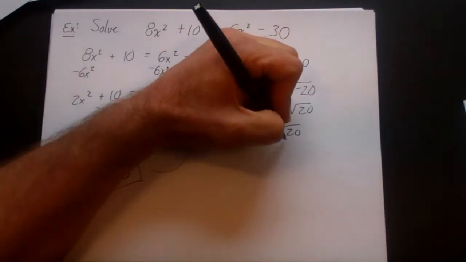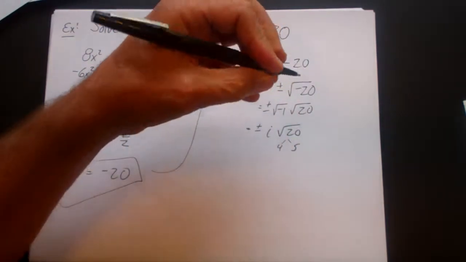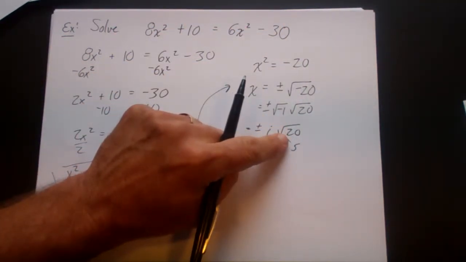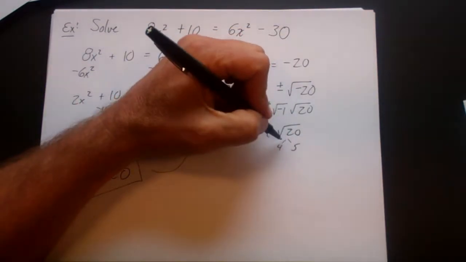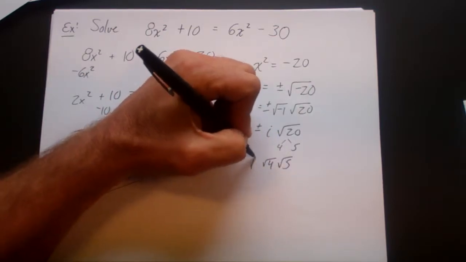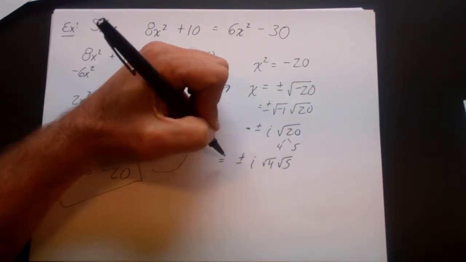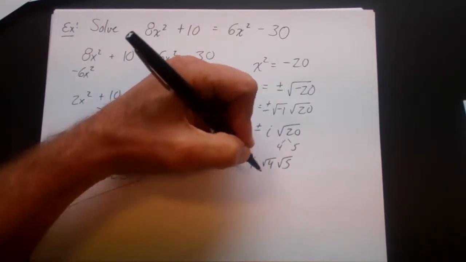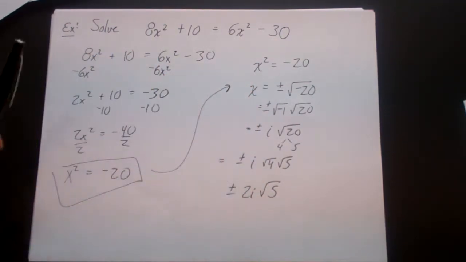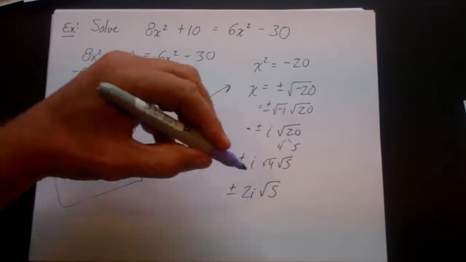Square root of 20 is going to be 4 and 5. Remember, you need to find two numbers that multiply to 20. One is a perfect square and one is some other number. So that's going to be square root of 4, square root of 5 times i. Square root of 4 is 2, so that's 2i square root of 5. And again, don't forget your plus or minus, and that's going to be your final answer right there.